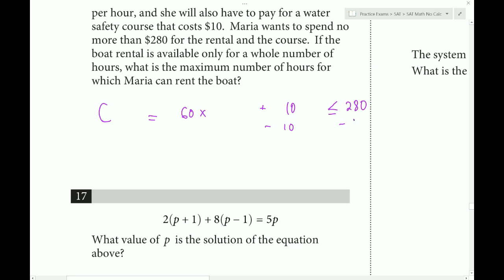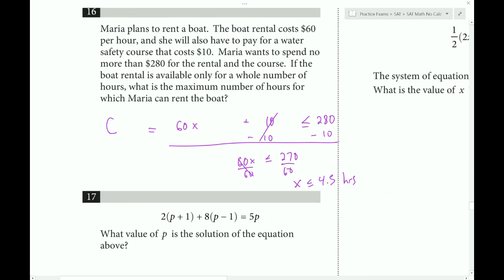So we subtract 10. Okay. So that gives us 60x less than or equal to 270. Then divide that by 60, right? And we find that x is less than or equal to 60 goes in 4 times, and then there's 0.5. Okay, so 4.5 hours. So the maximum she can do is 4 hours, because she can't do 5 hours, else she would be over the limit of 280.